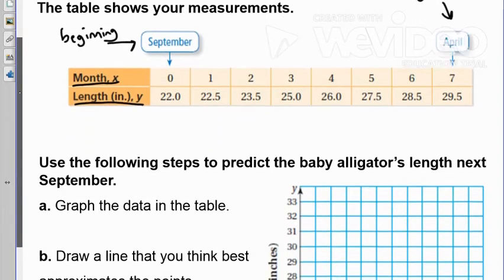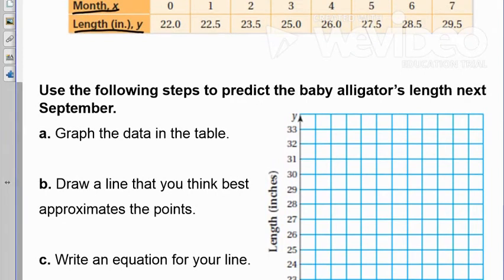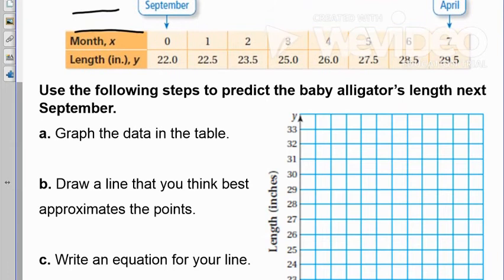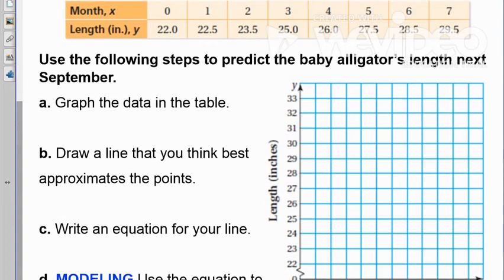So what we're planning on doing is using the following steps to predict the baby alligator's length next September. First thing we're going to do is graph the data in the table. So I'm going to slide the table down here. Let me just erase that. And then I'll slide the screen down so we can all see the positions. So what we're going to do first is graph the data in the table.